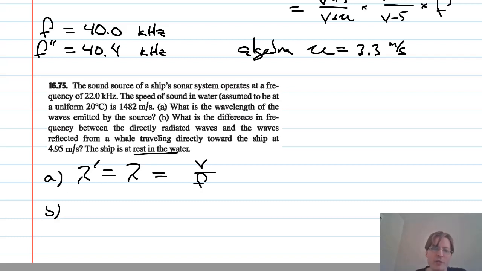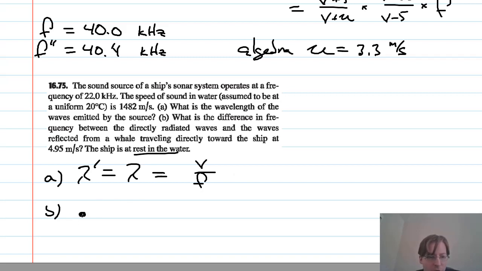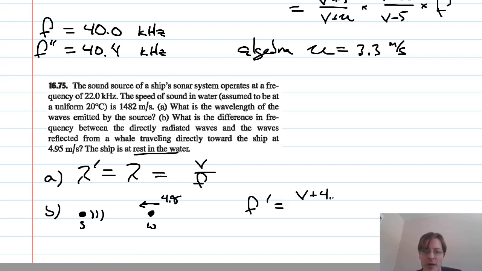Okay, question B, the difference in frequency between the directly radiated waves and the waves that reflect back from the whale. This is where we have to use the double Doppler phenomenon. So first the waves come off the ship. There's the ship and the whale. The waves come off the ship. The whale is moving at 4.95 meters per second. Okay, so this is f prime. F prime is v plus v observer divided by v minus vs. It'll be v plus 4.95.